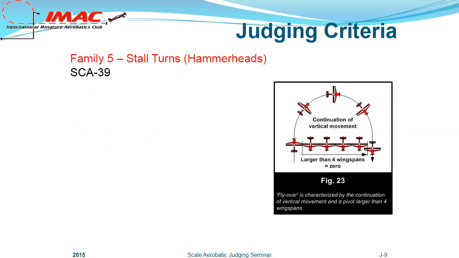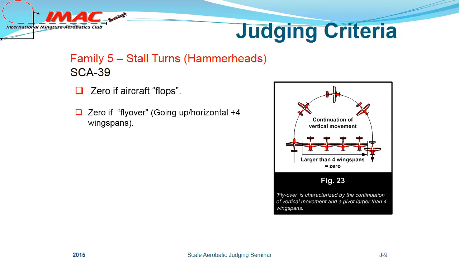Finally, we'll look at some deviations that cause a 0 to be scored. If the aircraft flops when it reaches the stall instead of pivoting, the pilot receives a 0. A 0 is also scored in the case of a flyover. A flyover is characterized by continued vertical movement along with a pivot larger than 4 wingspans, as indicated in Figure 23. Judges must be careful to recognize an apparent flyover that may be partially caused by wind drift, especially should the pilot opt to pivot with the wind.